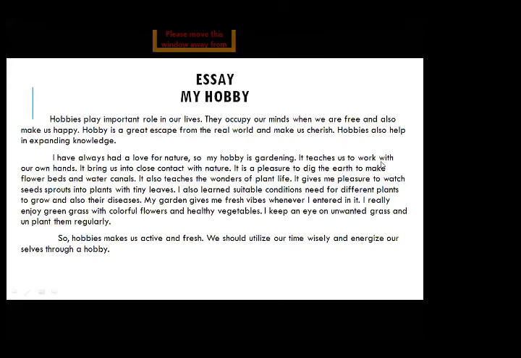It teaches us to work with our own hands. It brings us into close contact with nature. It is a pleasure to dig the earth, to make flower beds and water canals. It also teaches the wonders of plant life. It gives me pleasure to watch seeds sprout. Seed sprouts mean seeds which come out from the earth after seeding, called the sprouting of the seeds into tiny leaves.